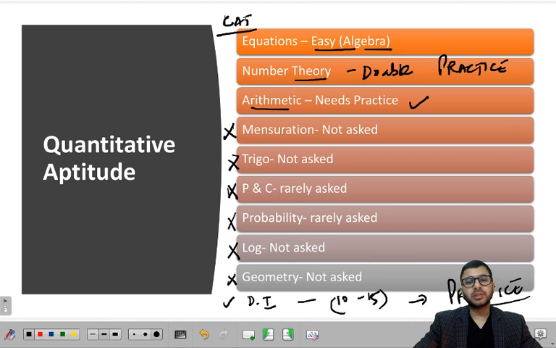CAT material is the best. A lot of coaching institutes come out with their regular yearly material, so pick up any material. You will get the xerox also. You can go to these coachings also and ask for their material. That is the best that you can pick up.